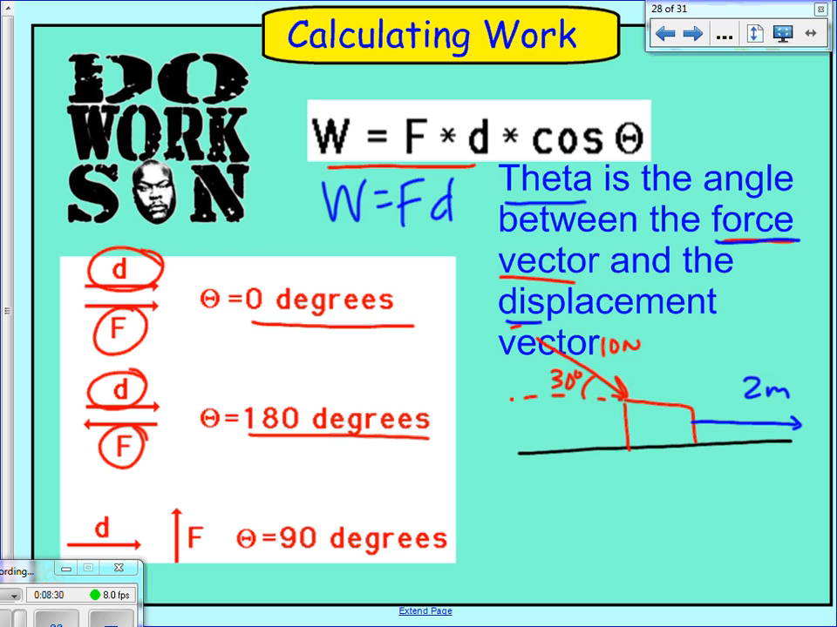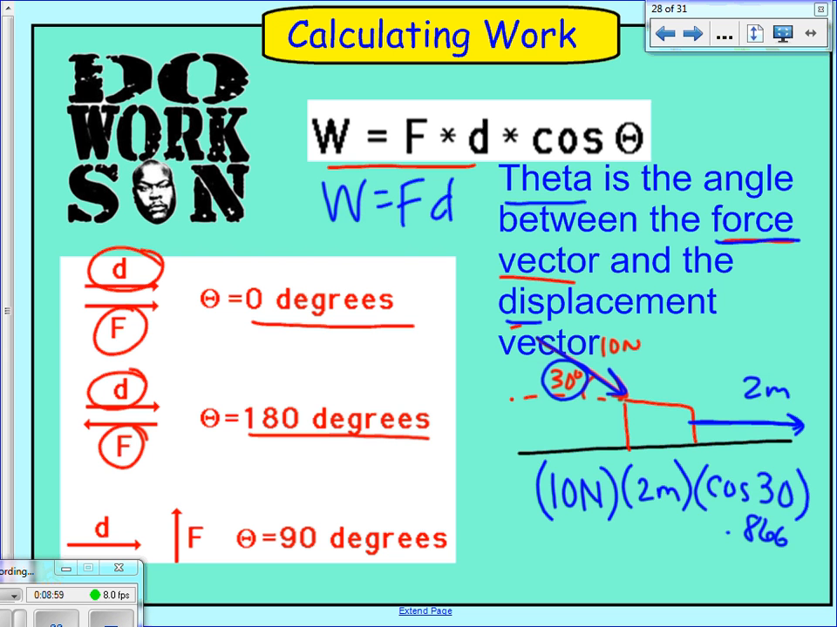Okay, the work calculated is going to be the force applied, which is 10 newtons, times the displacement of 2 meters, times the cosine of theta, which in this case, the angle between the force vector and the displacement vector, is 30 degrees. So 30 degrees will get plugged into the equation here. Cosine of 30 is about 0.866, times 2, times 10, is going to end up giving us a work done of approximately 17.32 joules.